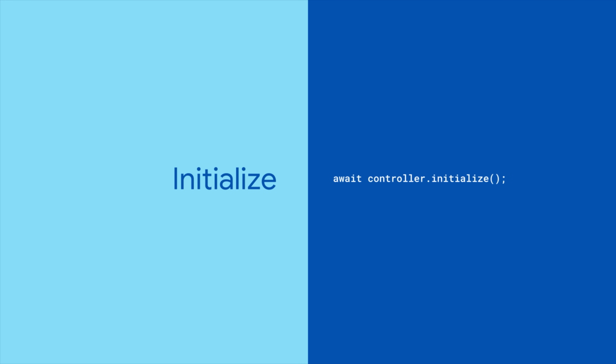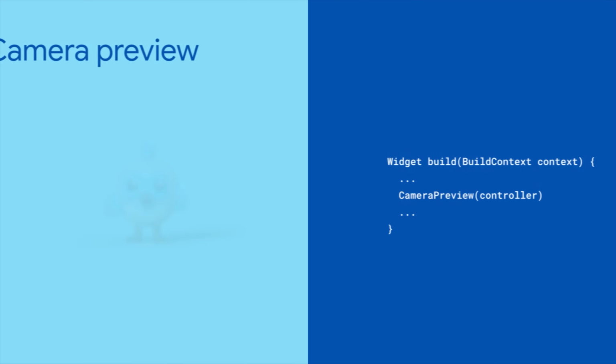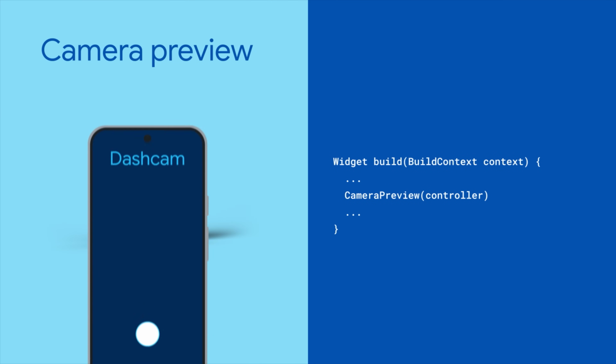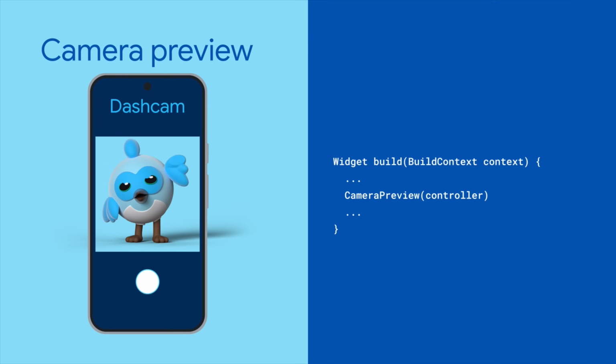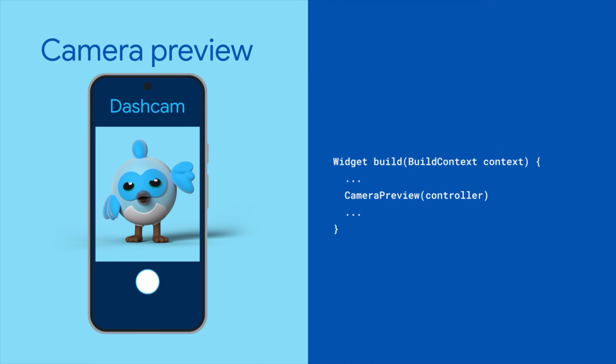Now, before you can use the controller, make sure to call initialize. If you want your users to see what the camera sees, you can get a live preview of the camera feed by passing the camera controller to the camera preview widget.